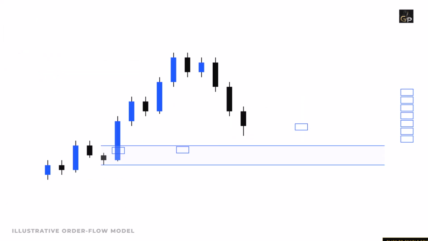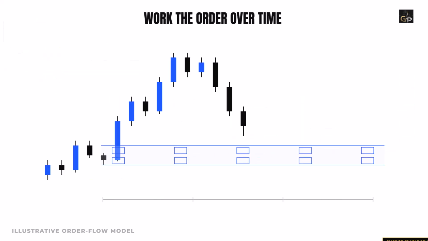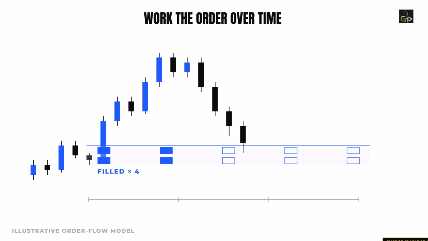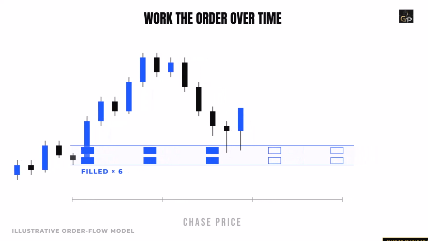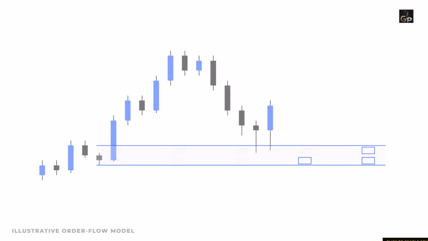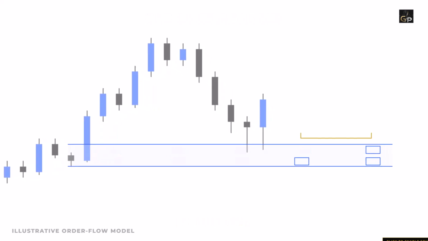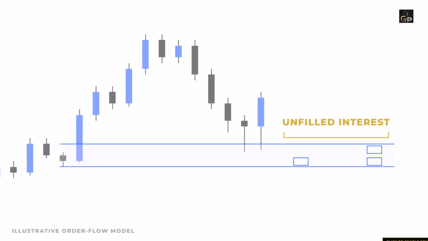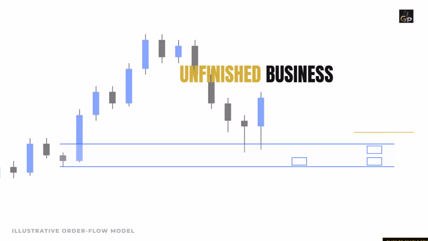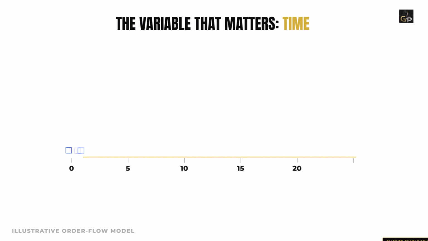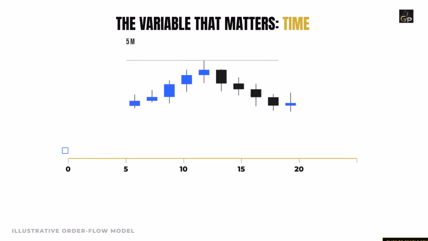So they don't do that. They work the order over time, leaving resting interest at prices they're willing to transact at, and they let the market come to them rather than chasing it. The consequence of that is unfinished business, interest that wanted filling and never got filled, sitting at a specific band of prices. Now the time frame part, and the variable that actually matters is time.